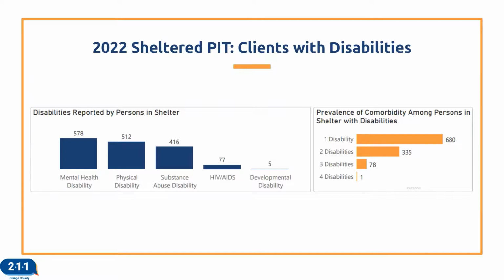41% of clients that were counted on the sheltered point in time reported at least one disability. So that's a large percentage of clients. Next slide, please.